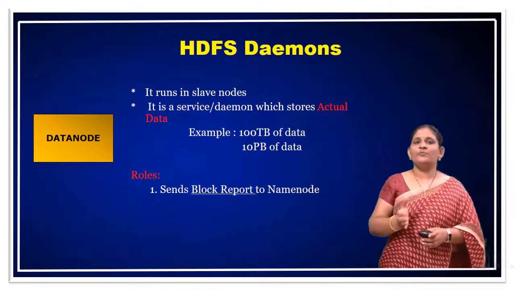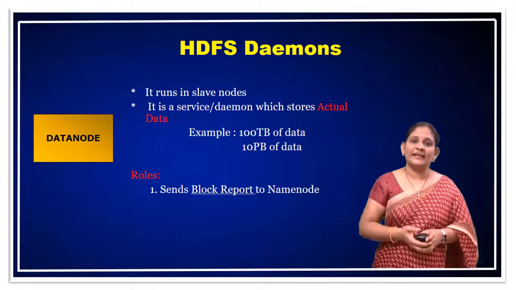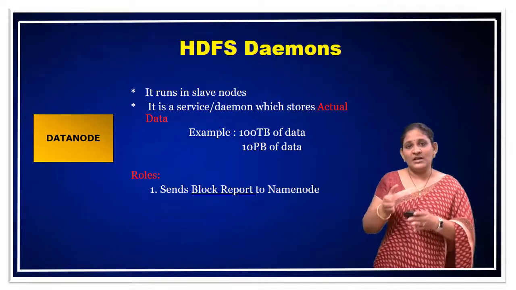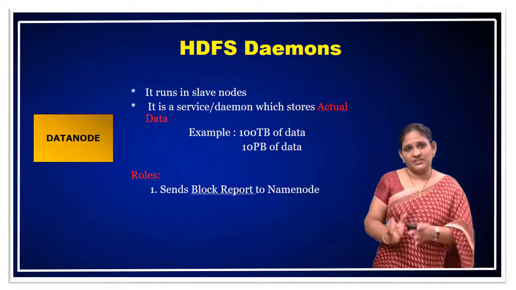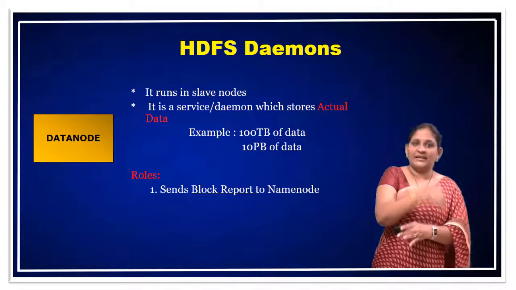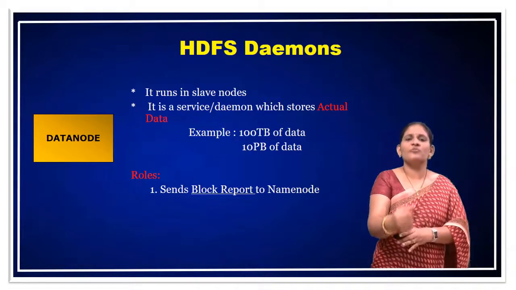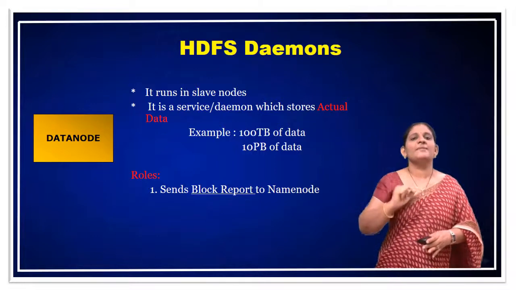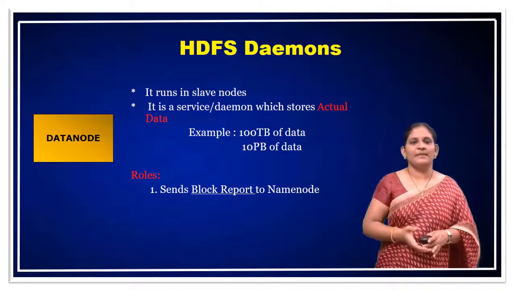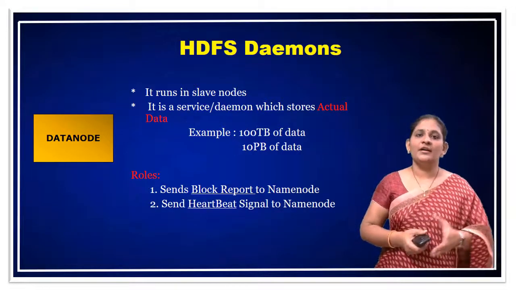Whenever a name node gets a block report from the data node, it updates its metadata. The new block is stored in the data node. So which data node is having which block needs to be written in the metadata. Whenever a data node sends a block report to the name node, it immediately updates the metadata: so and so data node holds so and so block. In such a way, it updates the metadata. And the data node sends a heartbeat signal to the name node.